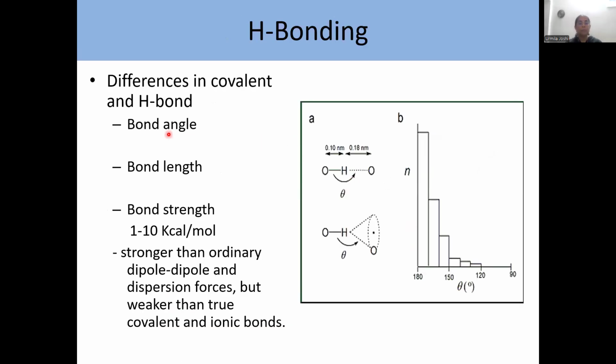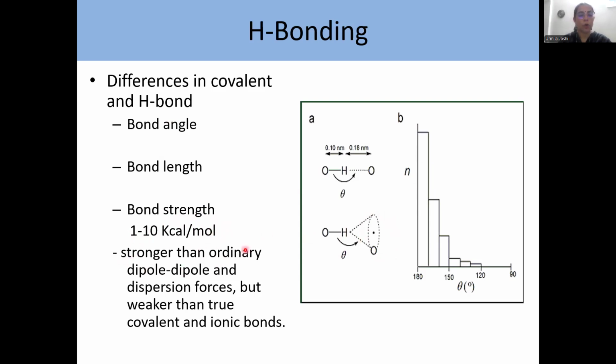It is different from a covalent bond also. A covalent bond has a typical bond angle of 180, whereas a hydrogen bond can have a bond angle from 180 to 150, although the strength of the hydrogen bond decreases as the bond angle decreases. The bond length of a hydrogen bond is slightly higher than that of a covalent bond. The bond strength is much lower than a covalent bond. The bond strength of a hydrogen bond is 1 to 10 kilocalories per mole. That of a covalent bond is much, much higher.